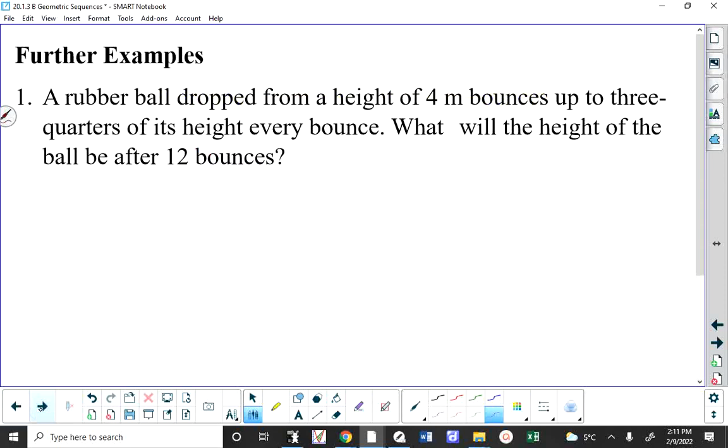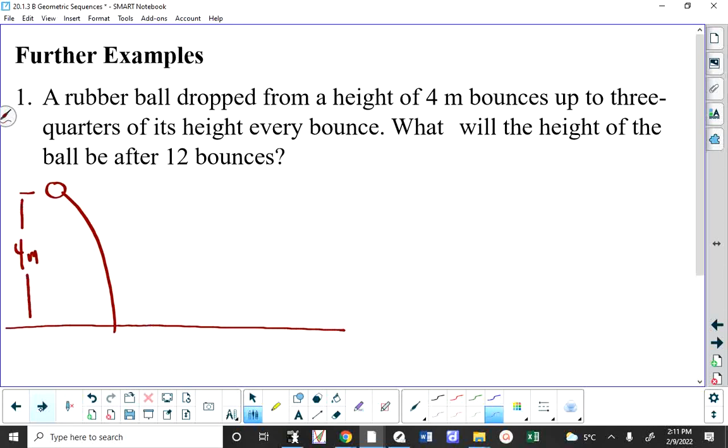A rubber ball is dropped from a height of 4 meters and bounces up to 3/4 of its height after every bounce. So what does that mean? It means if I drop it from this location and it falls a total of 4 meters to the ground, it's going to bounce up, but it will only bounce to 3/4 of the height that it was dropped from. So I would like you to use your mathematical prowess to figure out what 3/4 of 4 is.